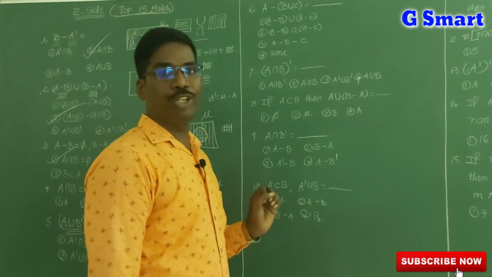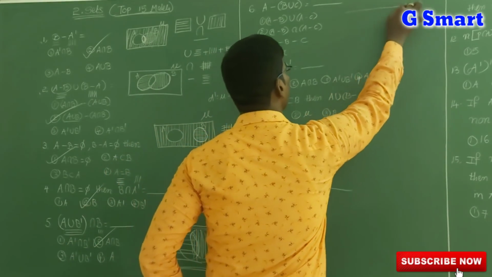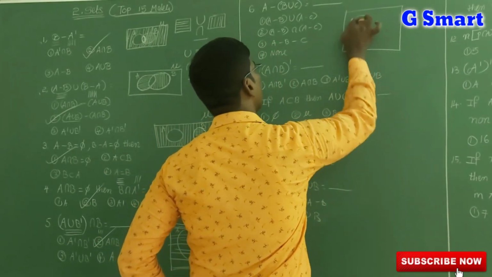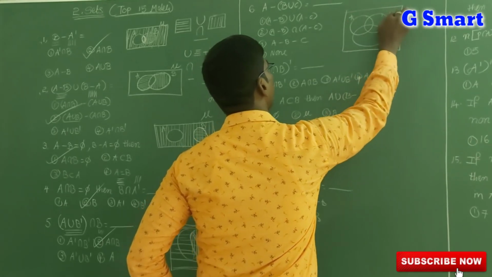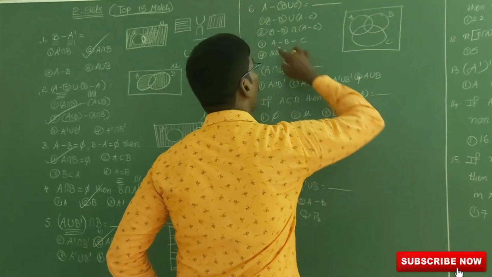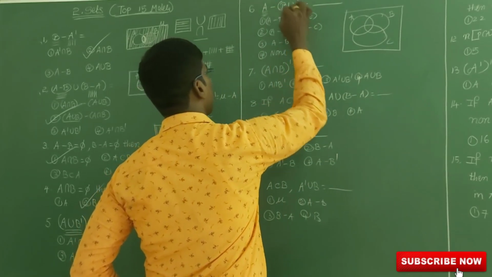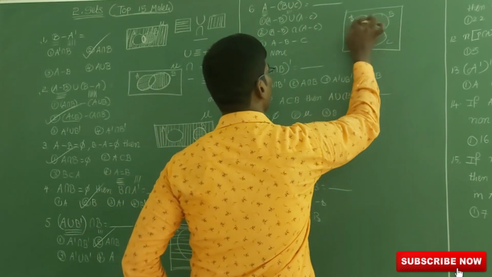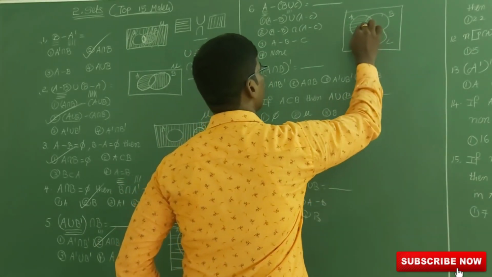Now A minus B union C. Let us suppose, take this is A, this is B and this is C. Now A minus B. So A means horizontal lines, B union C vertical lines. So A is horizontal lines. B union C is vertical lines.